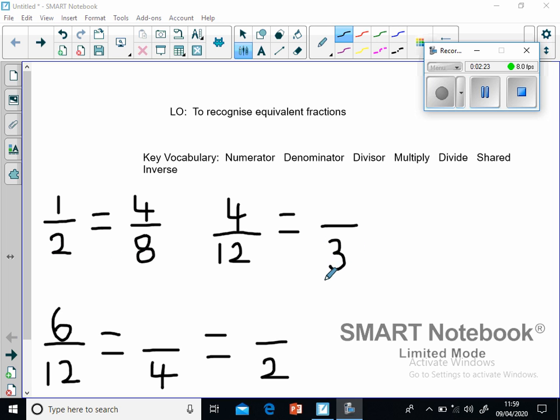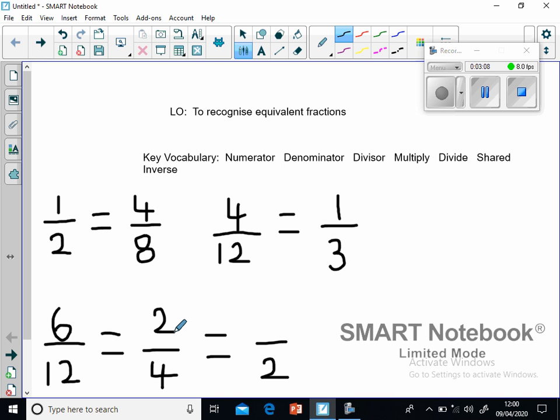Now here we have got the denominator, but we haven't got the numerator. Now the divisor is 4. 12 divided by 4 is 3. 4 divided by 4 is 1. Here with 6/12, we've got our denominator, but haven't got our numerator. The divisor is 3. 12 divided by 3 is 4. 6 divided by 3 is 2.